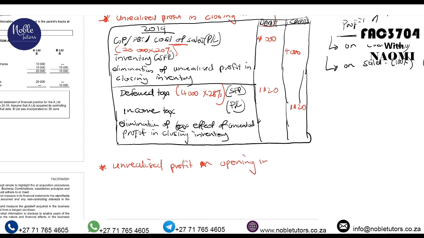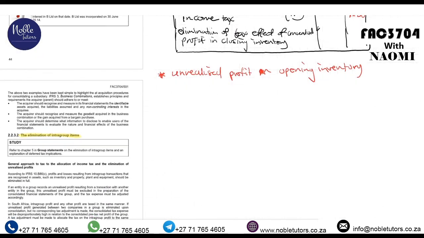Opening inventory. Remember the process, guys. I eliminate this year, reverse next year, eliminate at the end of the year, reverse again, until the asset is sold outside the group. In other words, sold to another customer that is not a subsidiary in the group. All right, so let's say I'm now in 2020.